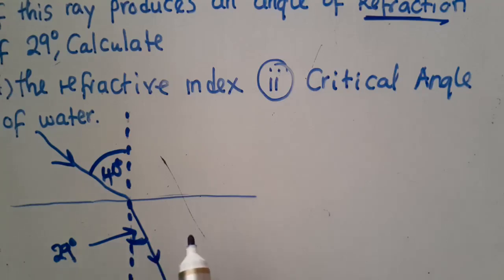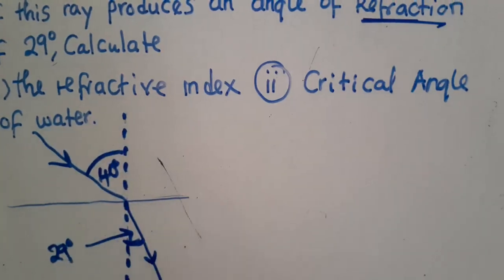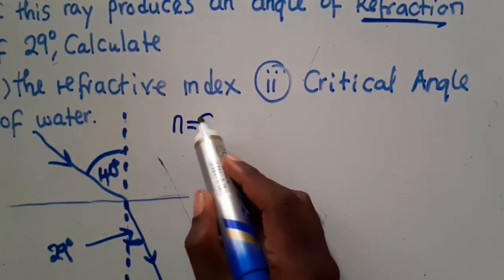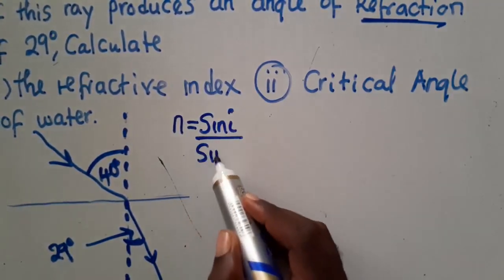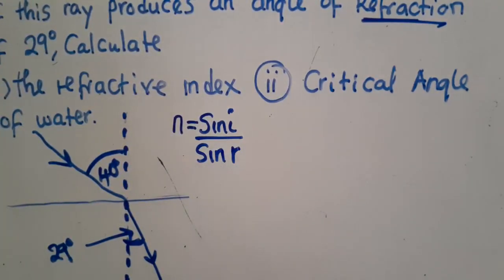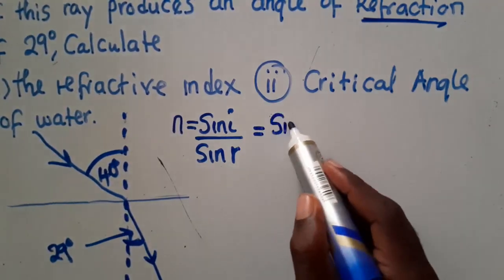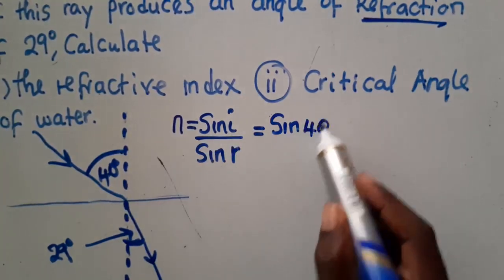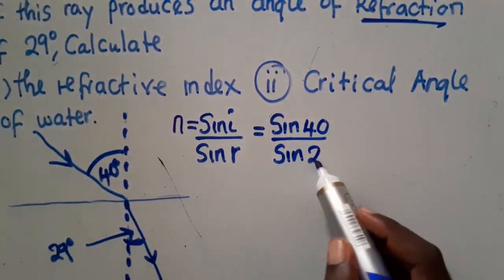So now, the first part of this question is where we are told to find the refractive index. The formula for refractive index is n equals sine of angle of incidence over sine of angle of refraction. This is the formula we are going to use, so n equals sine of the angle of incidence, which is 40, over sine of the angle of refraction, which is 29.